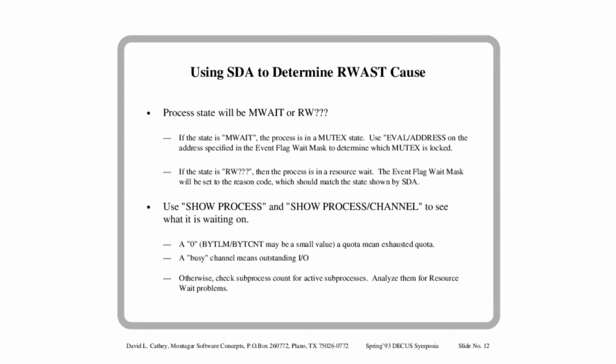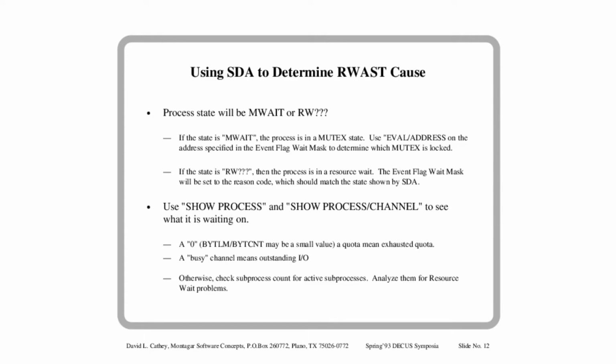The two main commands you want to use are show process and show process/channel. Show process will give you a quick view of the process and its current quotas, and also how much quota has been used. That gives you an indication of whether you're dealing with a quota problem or some other problem. If you do have outstanding I/O, there'll be some I/O counts that are non-zero or that are not equal to their quotas. And in that case, you want to do a show process/channel.